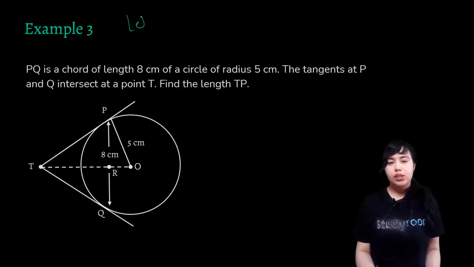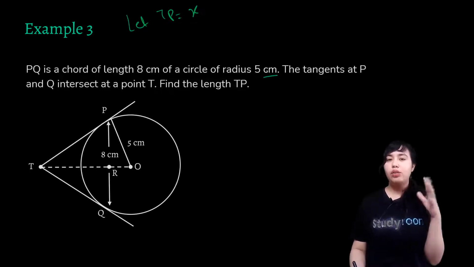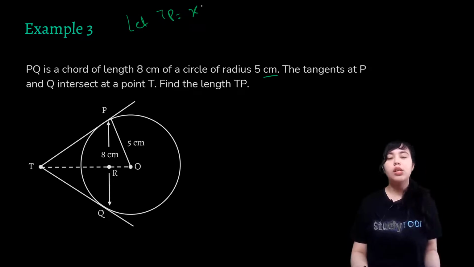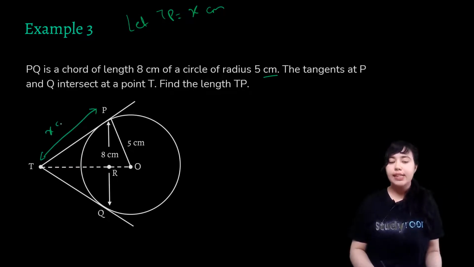So first of all, let's take TP to be equal to X. The unit can be centimeters because throughout the question we have to maintain uniformity. So we have taken this distance to be X centimeters. Then make another assumption for the side TR, and take it to be Y centimeters.